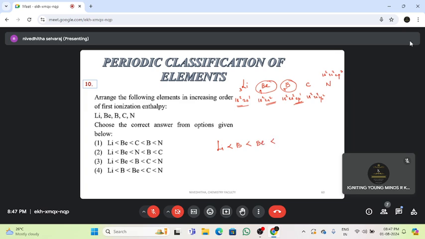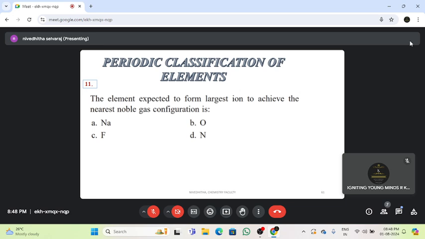And now we'll compare carbon and nitrogen. Definitely nitrogen's ionization energy will be greater than the rest of the elements because it has a half-filled configuration. So carbon, and the highest is nitrogen. So which option is right? Fourth option. That's it. This is also a neat question. This is another neat question.